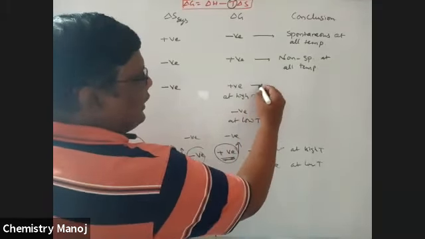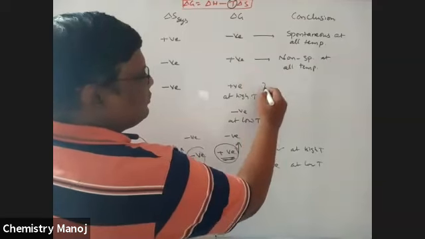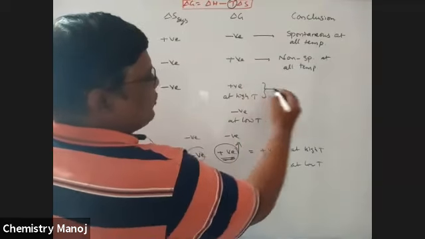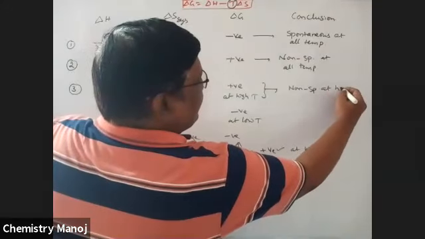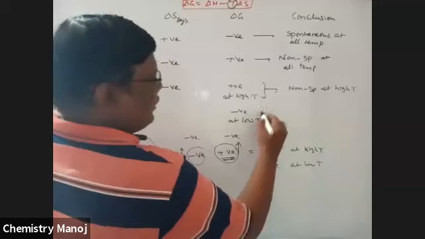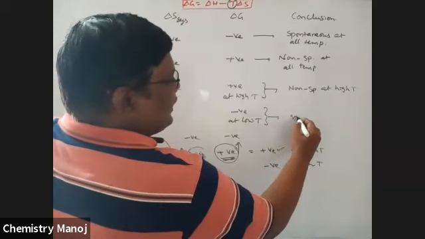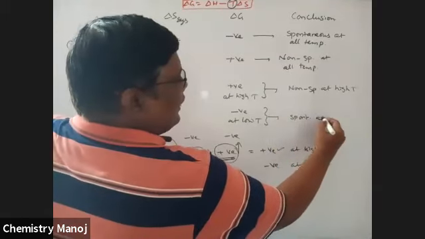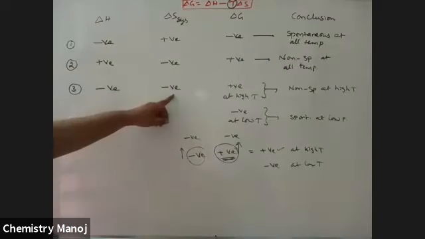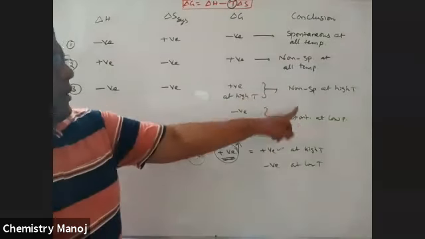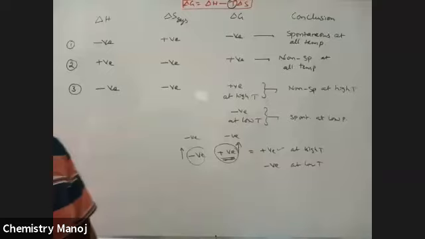Therefore, in this case, positive means non-spontaneous at high temperature, and negative means spontaneous at low temperature. So when both are negative, it is non-spontaneous at high temperature and spontaneous at low temperature.